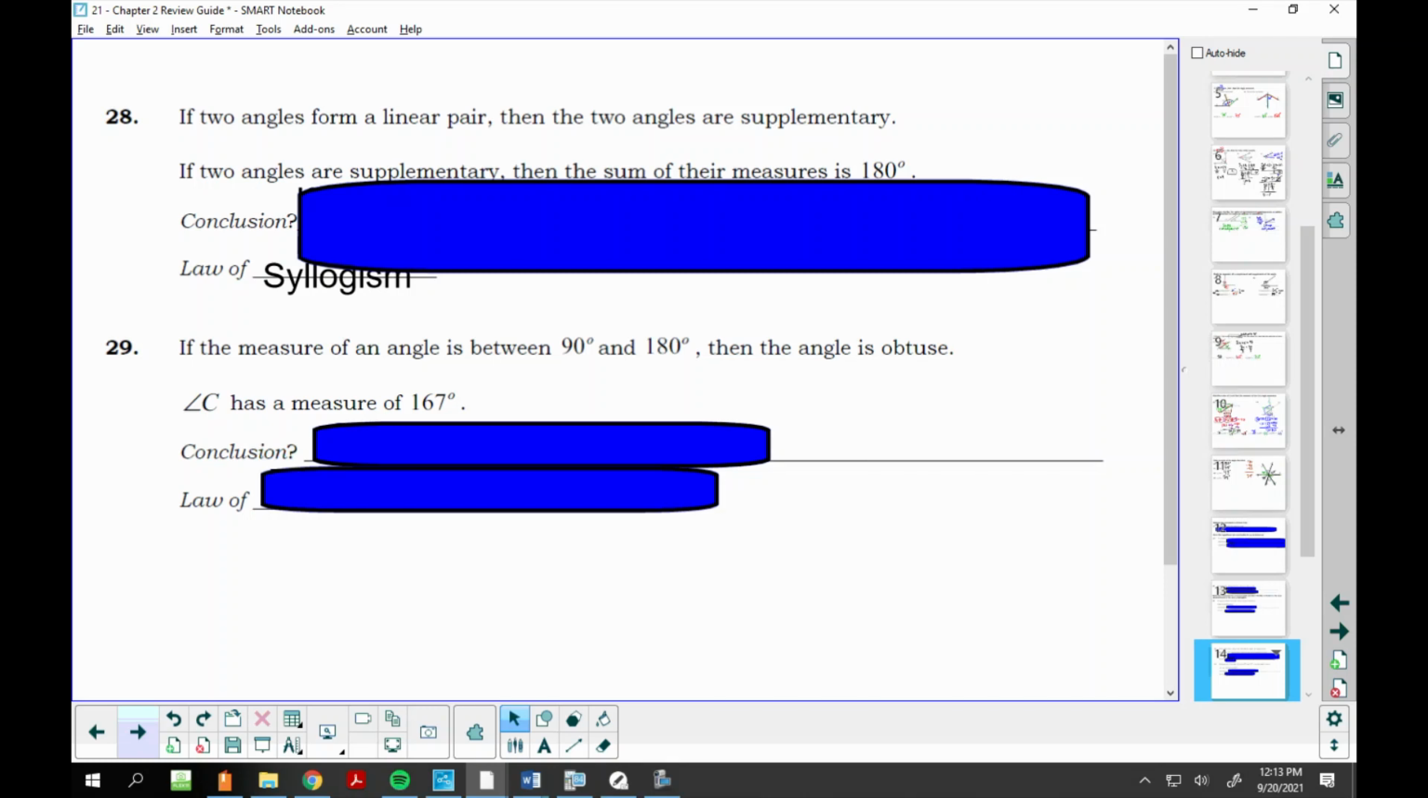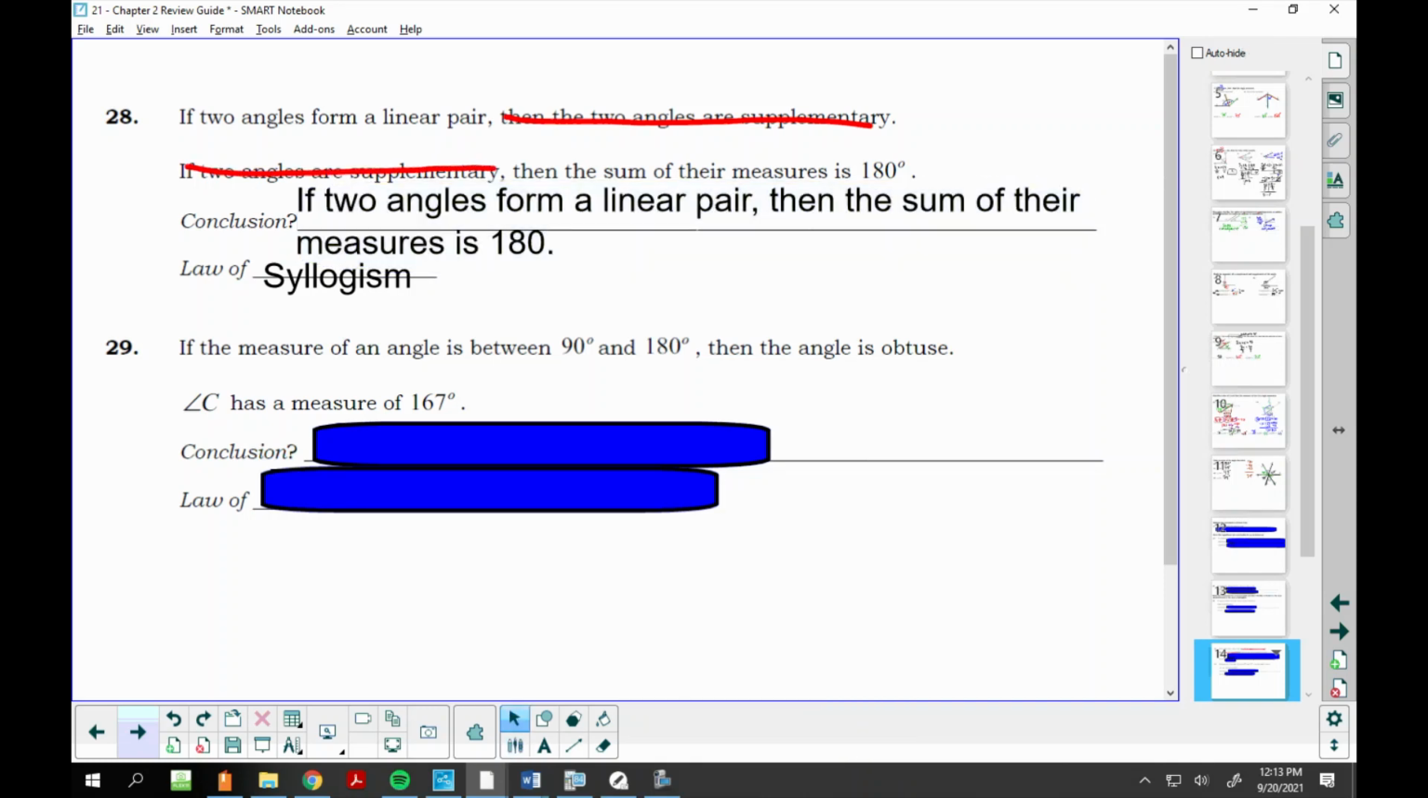And your conclusion, this is important, your conclusion is an if-then statement. It's not just the sum of their measures is 180. You need to get rid of the middleman. And your conclusion for law of syllogism is the if-then statement: if two angles form a linear pair, then the sum of their measures is 180.